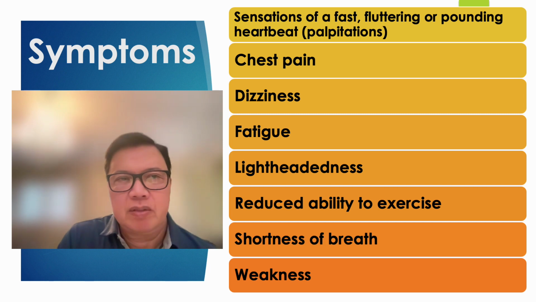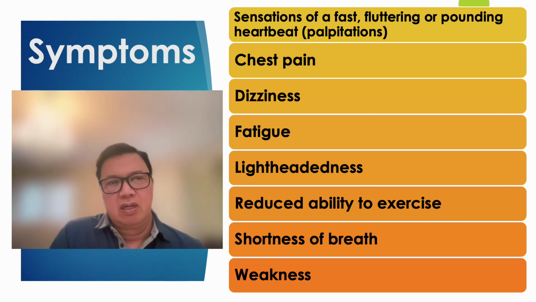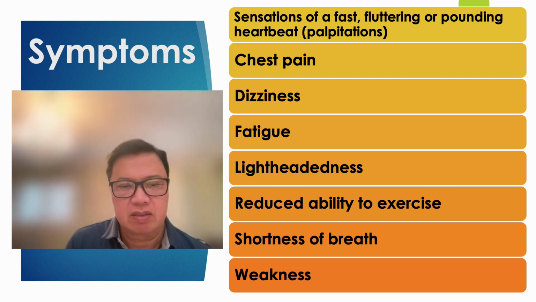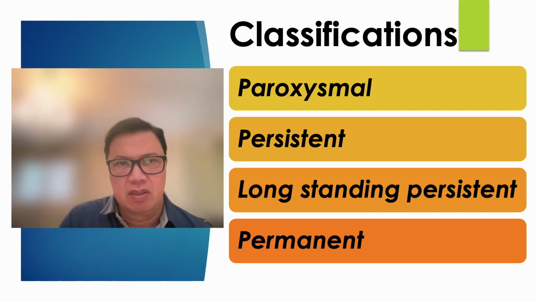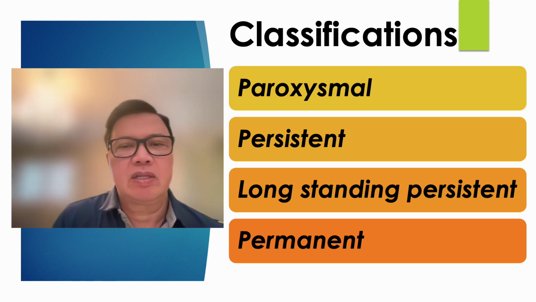Symptoms of AFib include chest pain, palpitations, dizziness, fatigue, weakness, and shortness of breath. The classifications are paroxysmal, persistent, long-standing persistent, and permanent.